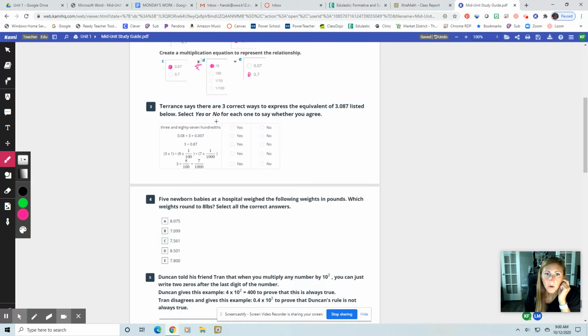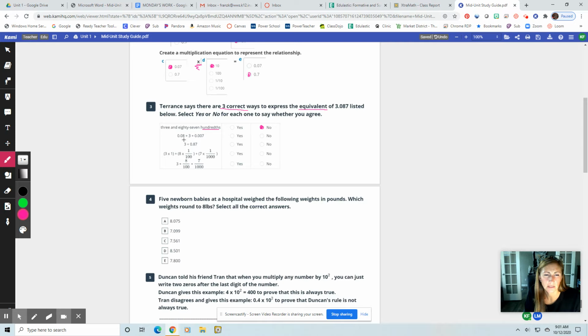Number 3 now, we have 3 correct answers. Oh, look how nice. They told us 3 of them are going to be yes. So we want to know which ones are equivalent, meaning equal, to 3 and 87 thousandths. So 3 and 87 hundredths. Well, I just said thousandths. It can't be hundredths, right? That's the part that's making it no.